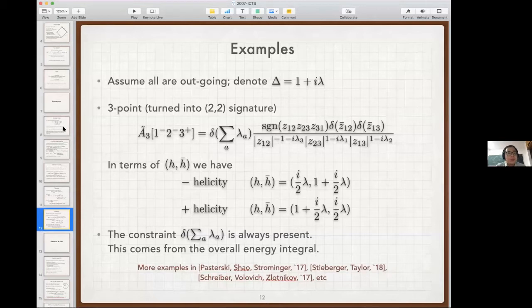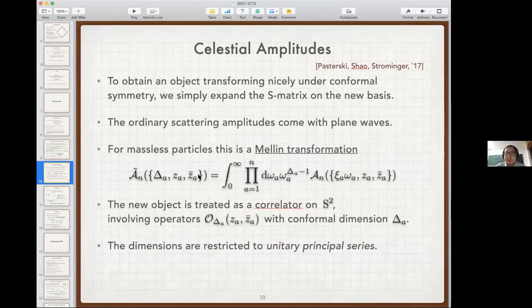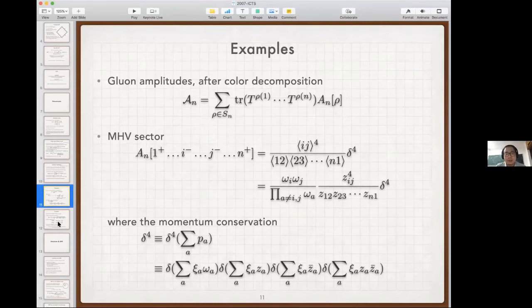Okay, so by introducing this new set of wave functions and doing the corresponding Mellin transformations, for whatever scattering amplitude of massless external particles, we can always land on a certain object which looks like a conformal correlator on the celestial sphere. But of course, at the present stage, what we have are just a set of functions which look like conformal correlators. But it's not quite equivalent to the claim that we already have some CFT living on the celestial sphere, right? They're not exactly the same.